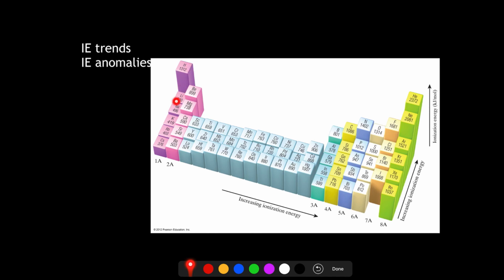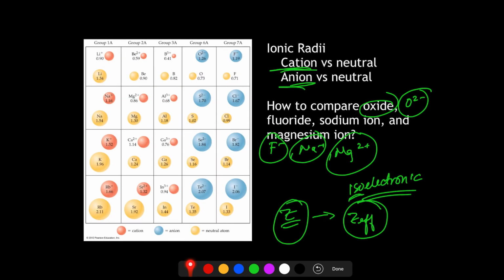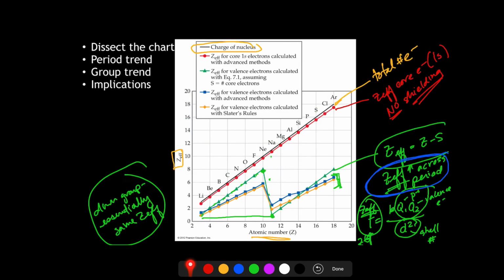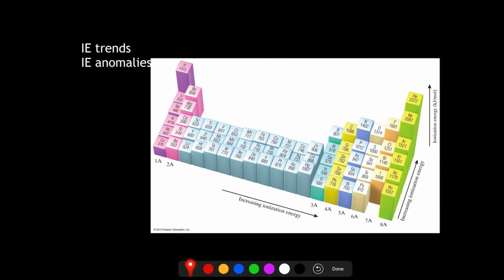And likewise down a group, we'll see that it's easier to remove an electron as we go down a group, which again tracks with the fact that the radius gets bigger and bigger, which means that valence electron is further and further. Going back to Coulomb's law, that means lesser and lesser force of attraction. Well, no, we would not use the effective there. But that makes sense. Those two things go hand in hand.